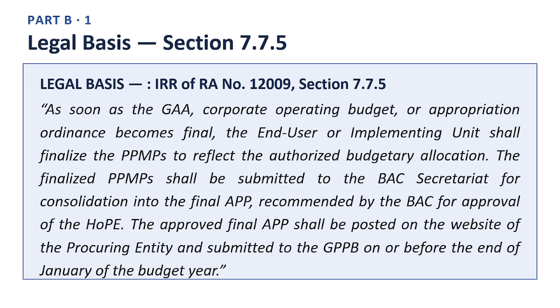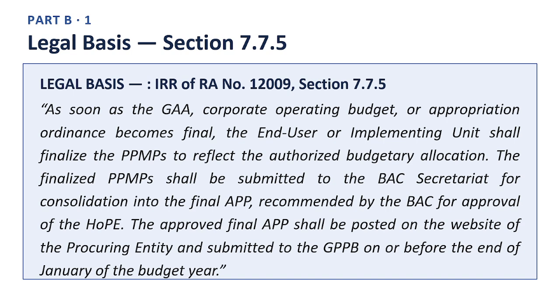Here is the legal basis, quoting directly from the Implementing Rules and Regulations of Republic Act No. 12,009, Section 7.7.5. Quote: as soon as the GAA, Corporate Operating Budget, or Appropriation Ordinance becomes final, the end-user or implementing unit shall finalize the PPMPs to reflect the authorized budgetary allocation. The finalized PPMPs shall be submitted to the BAC Secretariat for consolidation into the final APP, recommended by the BAC for approval of the HOPE.